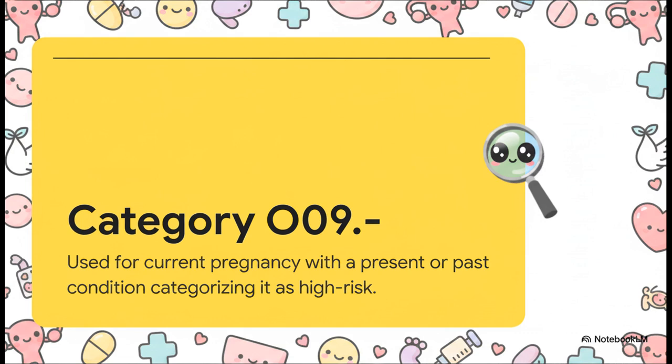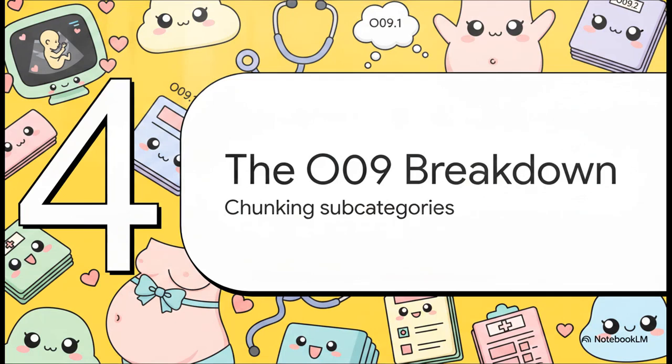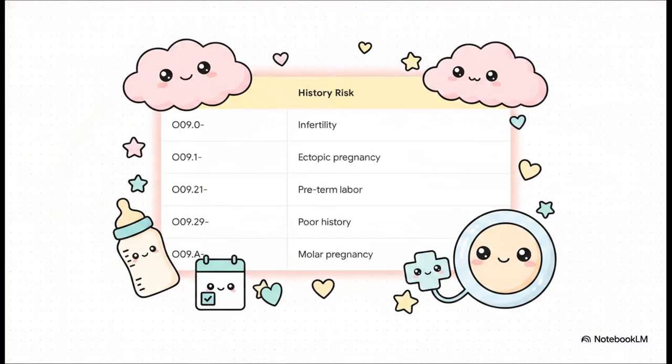It's what actually directs the level and frequency of clinical and inpatient facility care the mother is going to receive. Section 4. The O09 breakdown. Chunking the subcategories. Because O09 is so critical to get right, let's meticulously break down its 15 subcategories. We'll start with reproductive history.